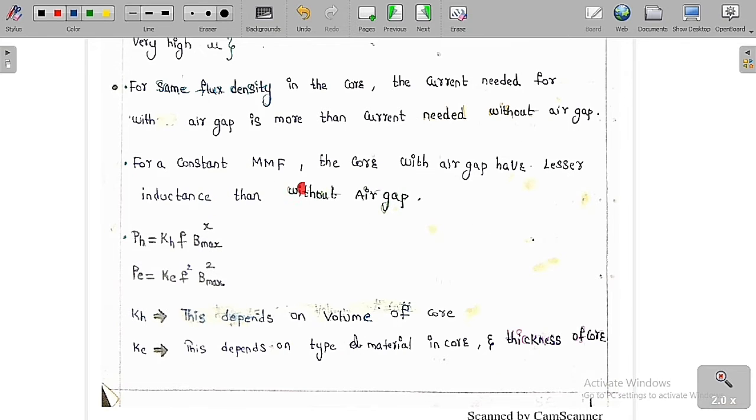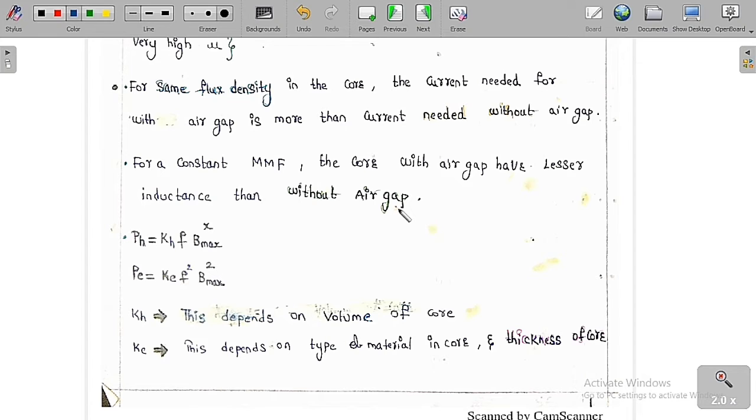For a constant MMF, the core with air gap has lesser inductance than without air gap. See, I've already told you L is equal to N square by R, so R is equal to l by mu A. So finally you are going to get L is equal to N square into mu A by l.